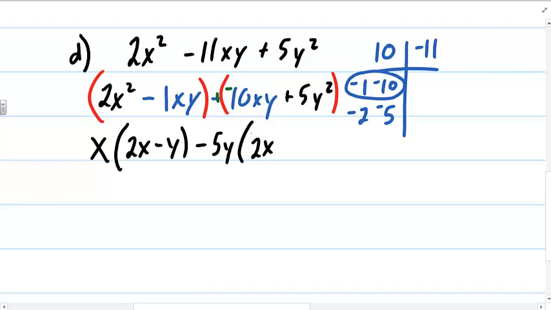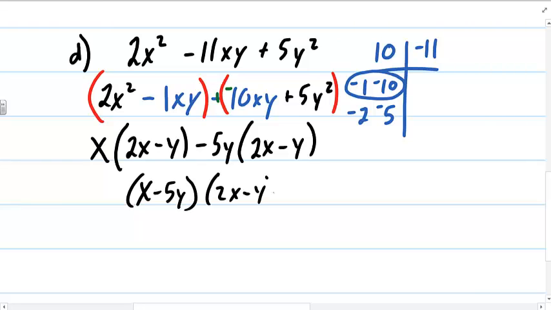X is still there, but the y is gone. 5 divided by negative 5 is negative 1. Oh, I don't need the 1 there, do I? And there's still a y left, so it'll be 2x minus 1y or 2x minus y. And it should just come out pretty easy. There's your x minus 5y and 2x minus y.